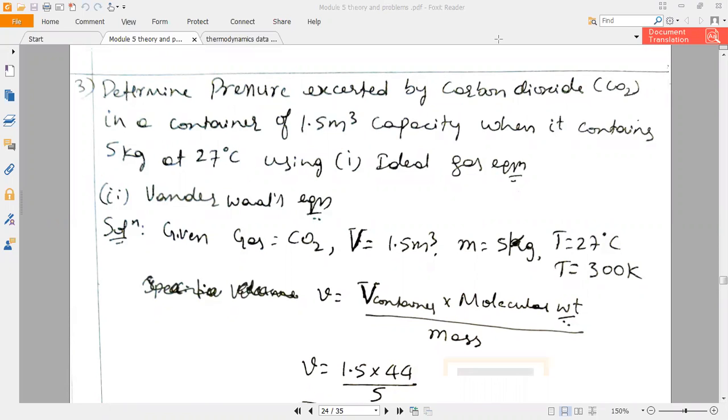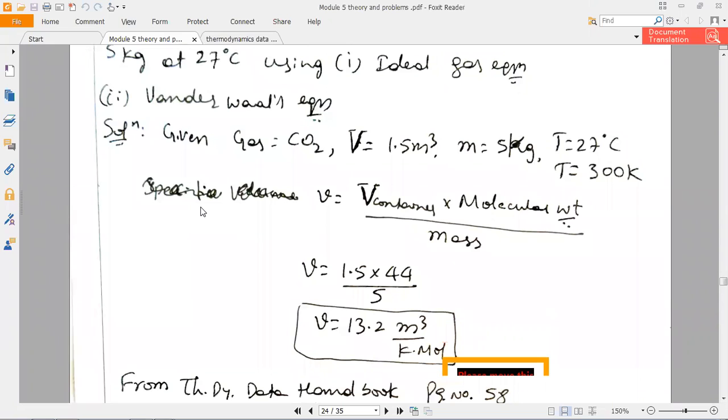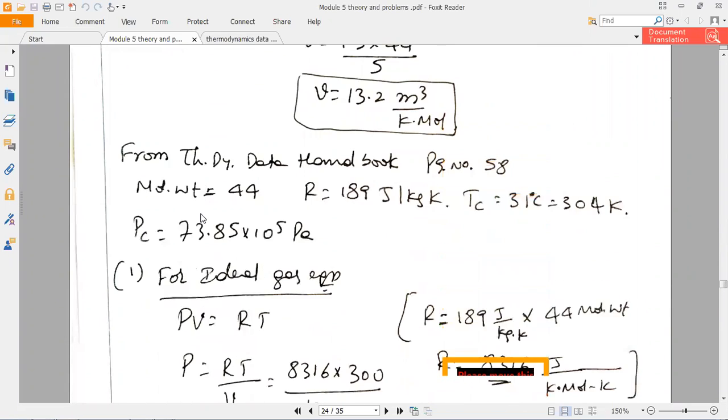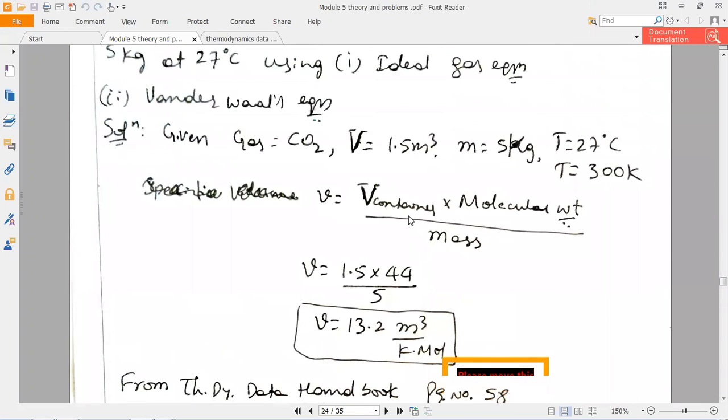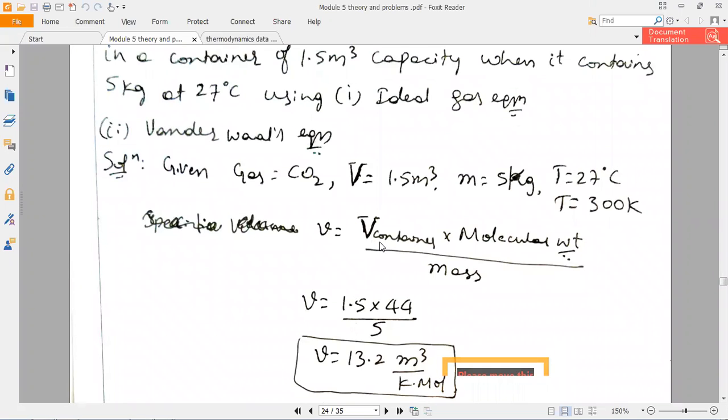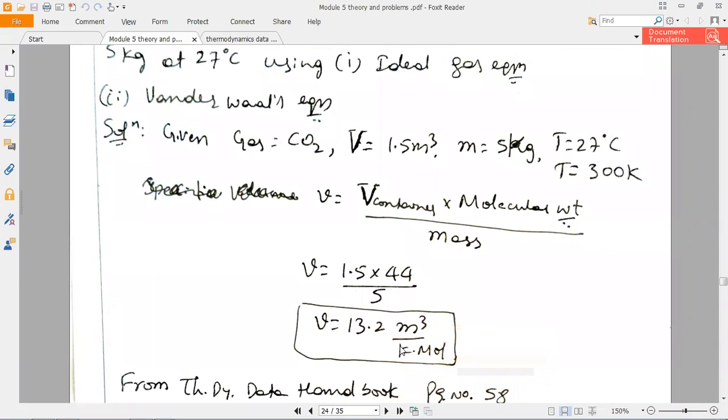So now, here volume is given in meter cube. You should convert it into specific volume, or you can convert into meter cube per kilomole. Why meter cube per kilomole? Because the van der Waals equation contains a kilomole. So here you should convert it into meter cube per kilomole. Specific volume is equal to volume of container into molecular weight divided by mass. 1.4 into 44 divided by 5. You'll get this in meter cube per kilomole.